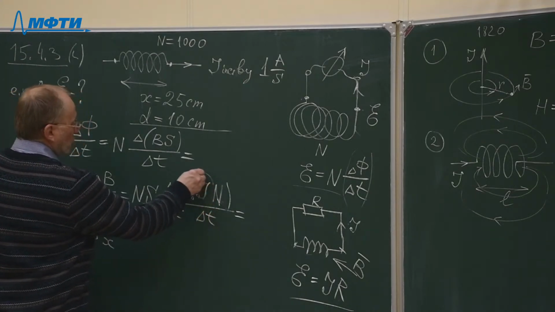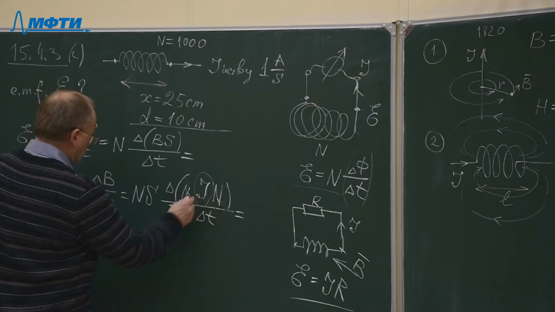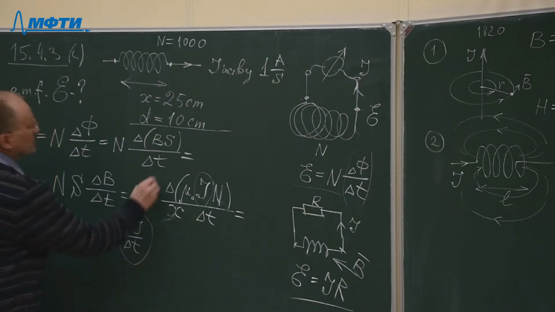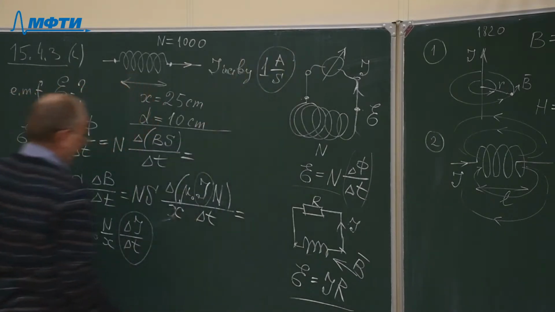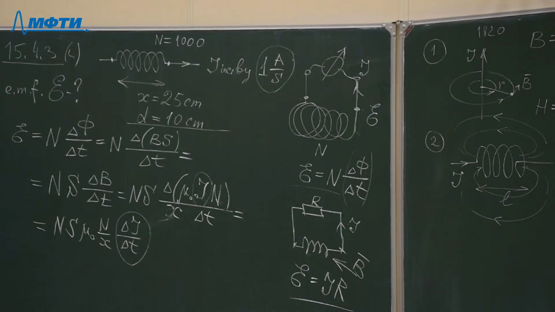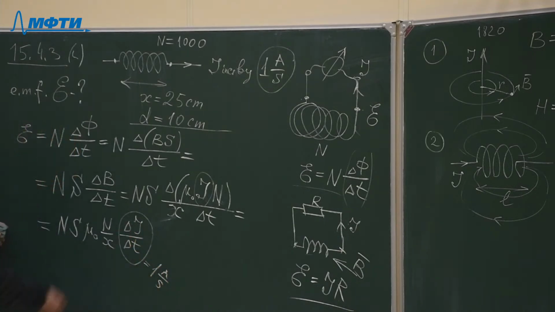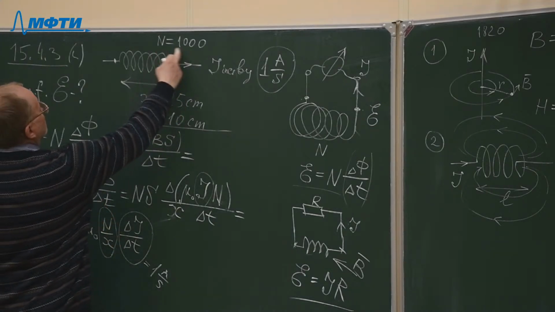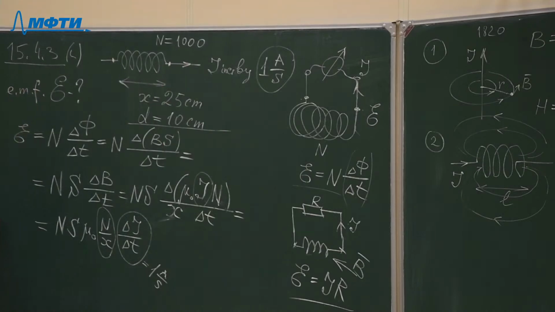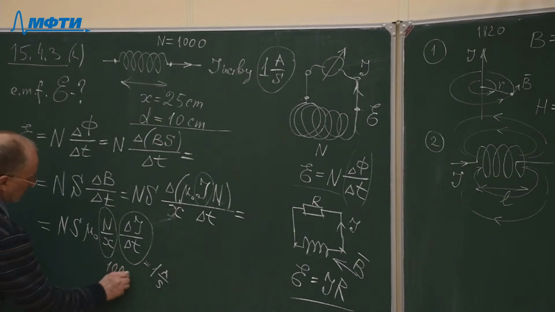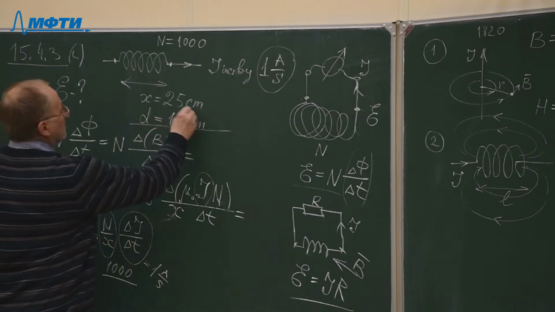And what is changing? Only the current. And the rate of change of current, delta I over delta T, is given in this problem. It's 1 ampere per second. So what we obtain here is a simple formula. This is 1 ampere per second. And N divided by X is what? 1,000 turns divided by 25 centimeters.